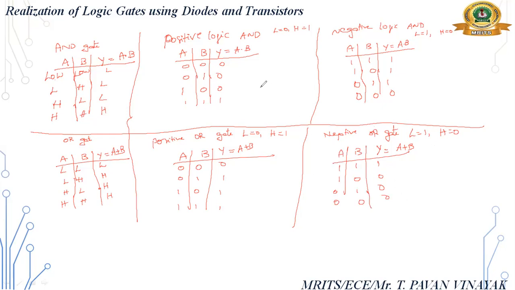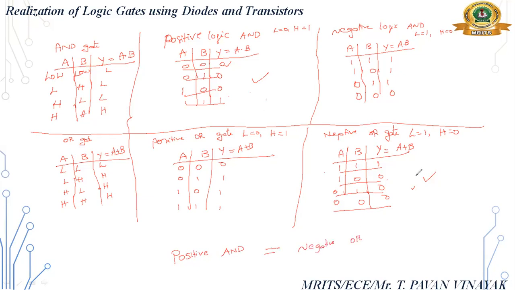Let us observe this truth table and this truth table. 000, 000, 010, 010, 100, 100, triple one, triple one. So both are the same. See, this truth table is the same. Both are equal. So from this, what we can say is positive AND is equal to negative OR.